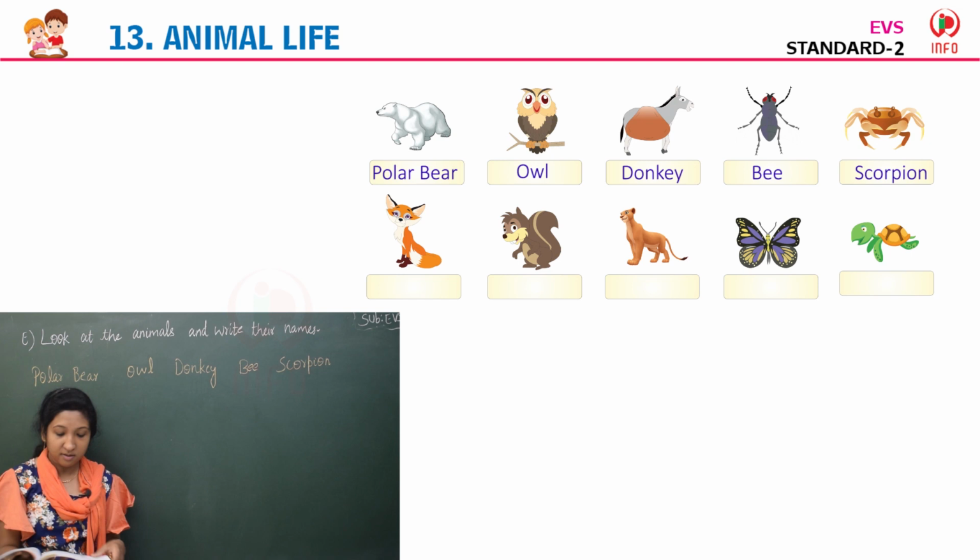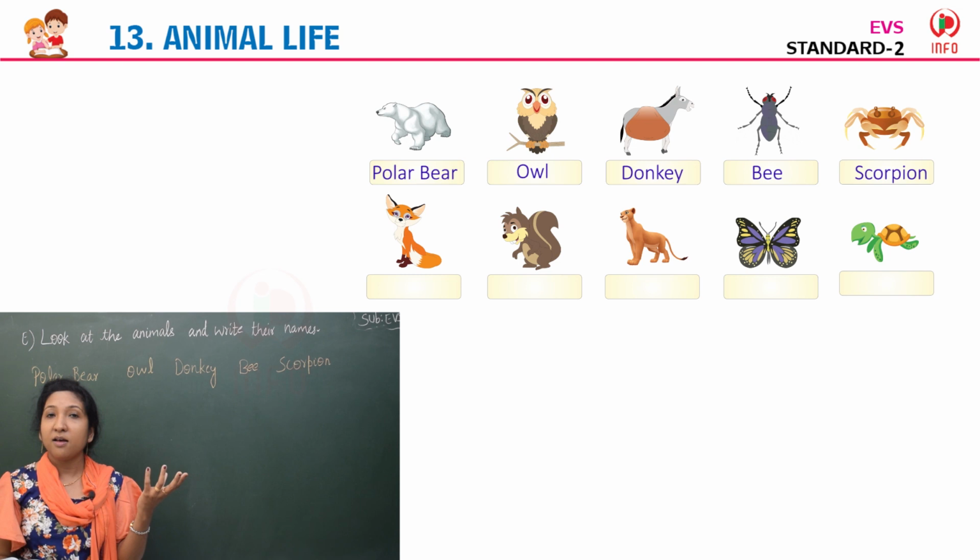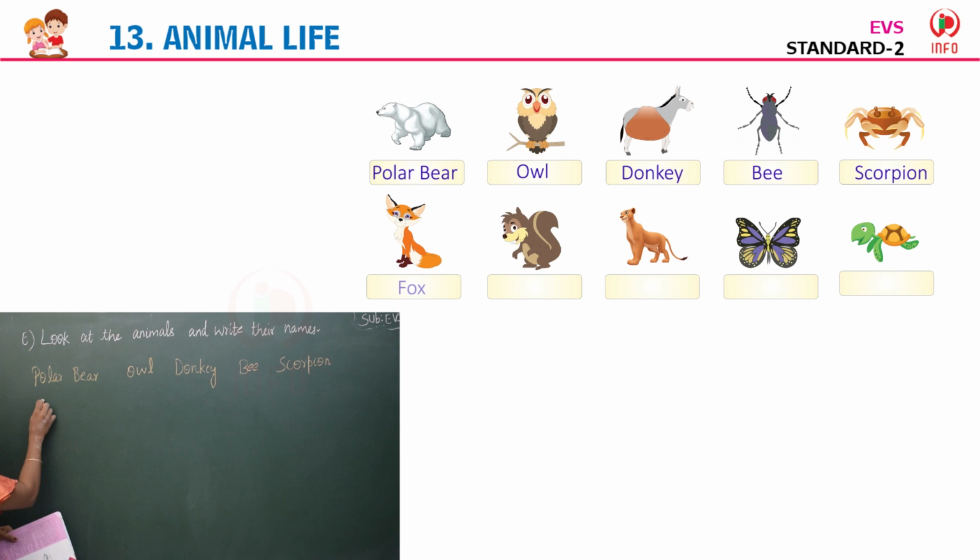A wild animal. You have already learned a story about this animal and grapes when you were in LKG, UKG, isn't it? Which animal is it? Yes, fox. Fox and grapes, that story you have already learned, isn't it?